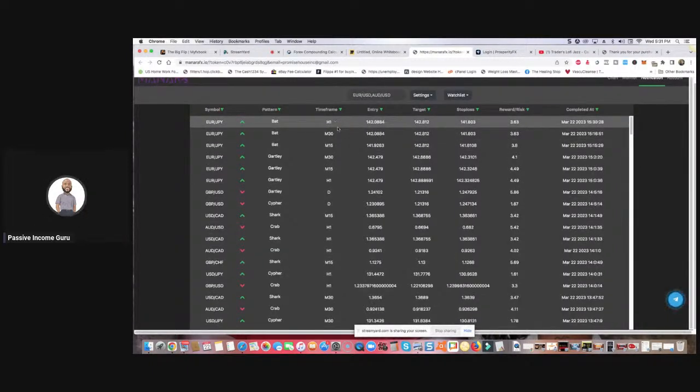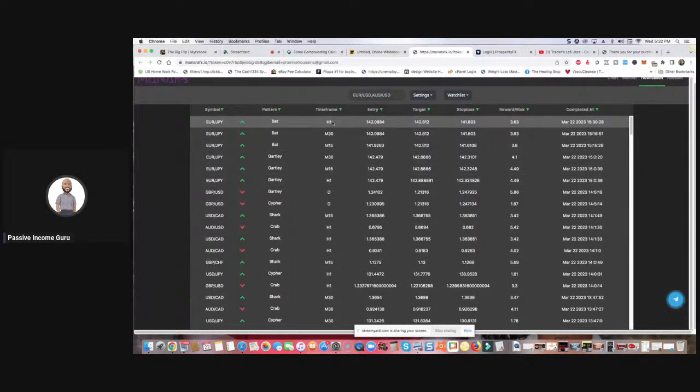And here's a key tip too with this scanner. If you see a pair multiple times, your eyes should get big, because that means this is really setting up for a nice bearish move. These green arrows mean it's going up. The red arrows mean it's set up for a sell. So if you see it in multiple time frames, multiple patterns, that means this is a pair to look at, and you may want to really study the pair before you jump in.